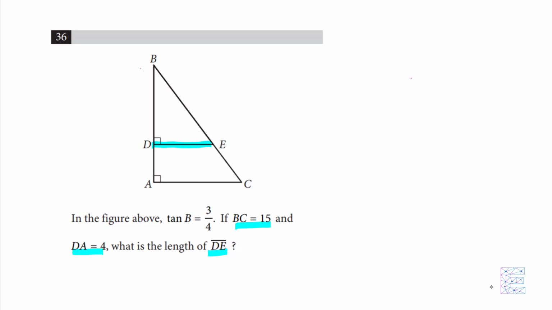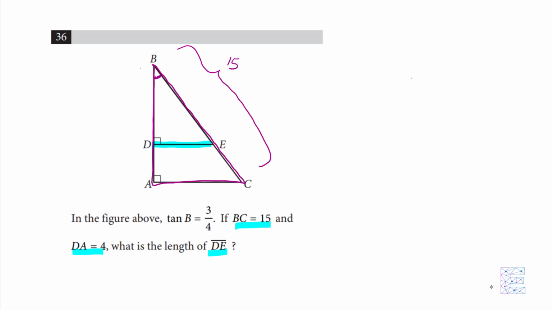So we're given the tangent of angle B. Here's angle B right here. And if you focus on the big triangle, triangle ABC, we can try to come up with some numbers. We're also told that BC, this length here, is 15.